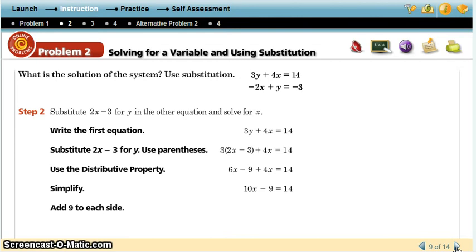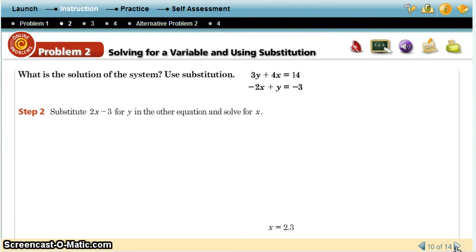Add 9 to each side. Divide each side by 10. Step 3. Substitute 2 3/10 for x in either equation and solve for y.